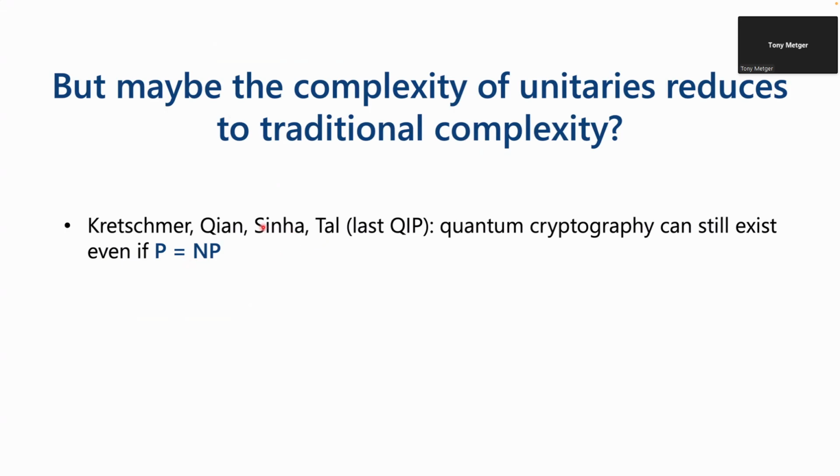Like the QIP before this QIP, Kretschmer, Tian, Signa, and Tal showed that quantum crypto can still exist if P is equal to NP, so in particular this bit commitment primitive can exist. Whereas classically, if P is equal to NP, there's sort of no crypto left, right? Crypto means bit commitment. I mean, BB84 is not affected by P not equal NP. So there's no computational crypto left, right?